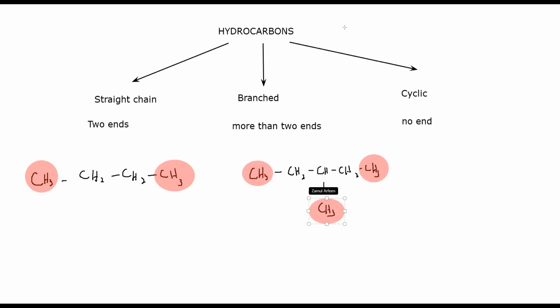And if there is no end, so CH2, CH2, CH2, and CH2. So in this hydrocarbon, you cannot identify the start or the end because there is no end here for this structure. So we call that as a cyclic hydrocarbon. So a hydrocarbon can be a straight chain, it can be a branch, or it can be a cyclic. Is it clear, this part?